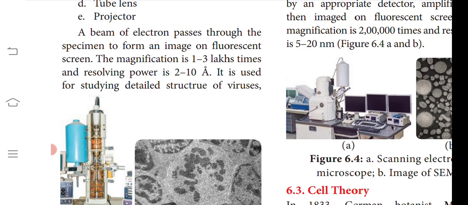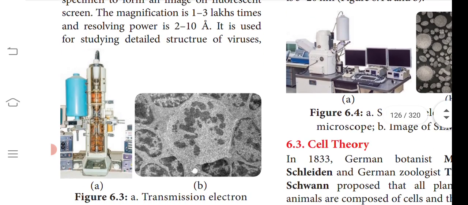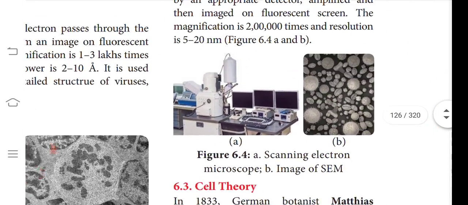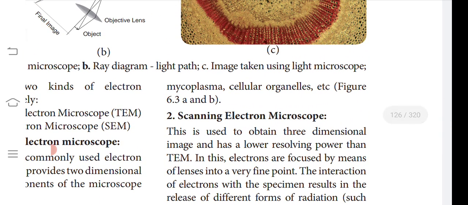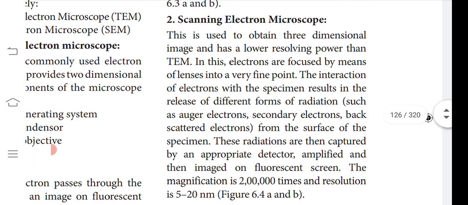The magnification is 1 to 3 lakh times, and the resolving power is 2 to 10 angstrom, and it is used to study the detailed structure of viruses also. They are very small structures. Mycoplasma is a kind of fungi, and cellular organelles can also be studied. Okay, that is about the transmission electron microscope.